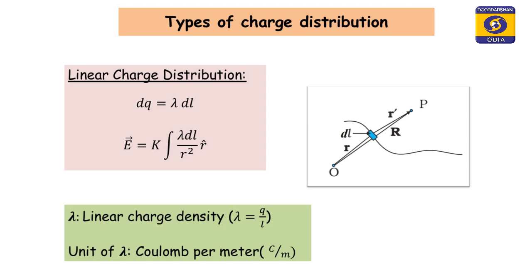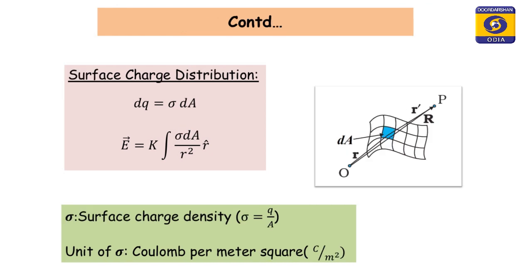Here lambda is linear charge density, that is lambda equal to q upon L, charge per unit length. We know charge density means charge per unit dimension. So, for linear charge density, that is charge per unit length, what is its unit? That is coulomb per meter. Next, surface charge distribution.